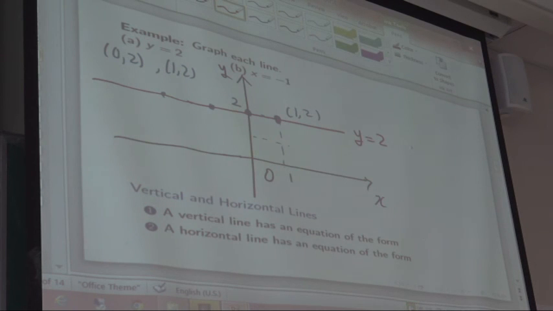There is a horizontal line and a vertical line. A horizontal line has an equation of the form y is something, right? So this has the form y is equal to b. And this is a horizontal line.